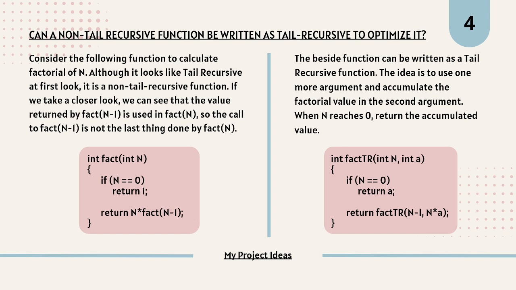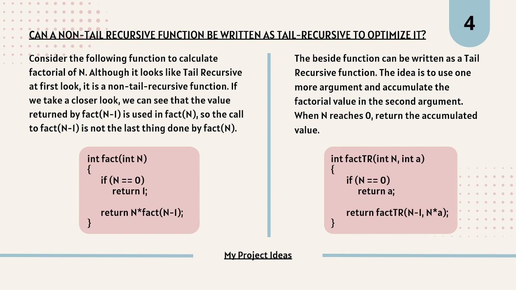Can we write a non-tail recursive function as tail recursive to optimize it? Can we do it? Of course we can. Look at the example. In the left box, you can see a function calculating the factorial of a number. And on the right-hand side, the same function has been written in such a way that it's tail recursive. So what have we done? We have just changed the parameters, and the recursion is done via n-1 comma n multiplied by a, where a is a second parameter given to the function. You got it?